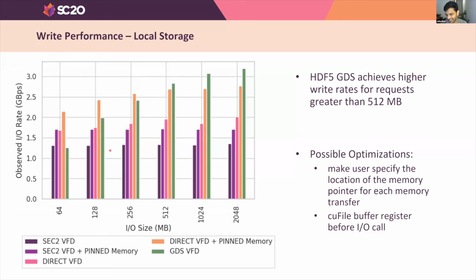But with GDS, you'll get the best performance because you're eliminating that bounce buffer altogether. But you can see that for, I guess, smaller sizes, the GDS isn't as good. And this is for the reason I mentioned earlier, some of the overheads, such as querying the CUDA runtime and also registering the buffer. It's expensive, especially for smaller IO requests.